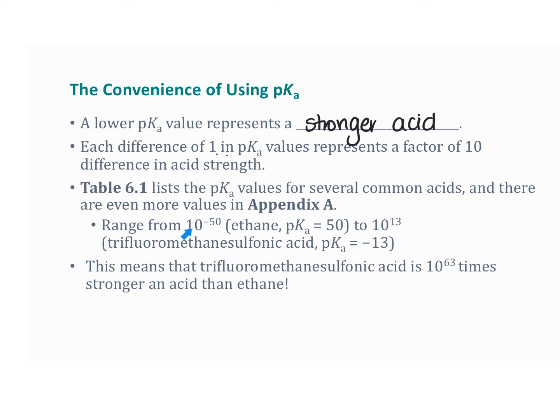So it's 10 to the negative 50th to 10 to the 13th. But we're just looking at these pKa values here. If you want to compare two pKa values, what you would do is take negative 13 and subtract 50. There's a 63 difference there. And that means that the trifluoromethane sulfonic acid is 10 to the 63rd times stronger in acid than the ethane. So we can use the difference in pKa values here to tell us how much stronger one acid is than another.